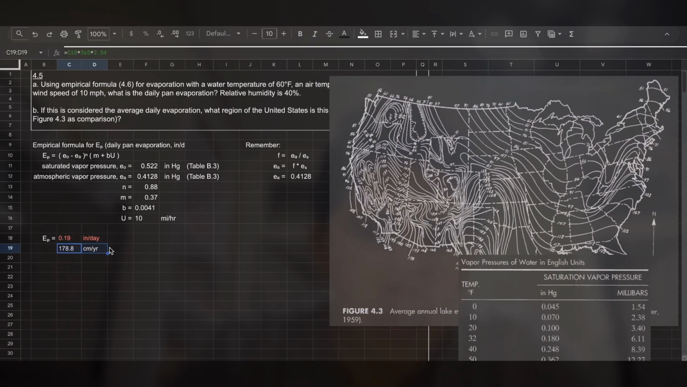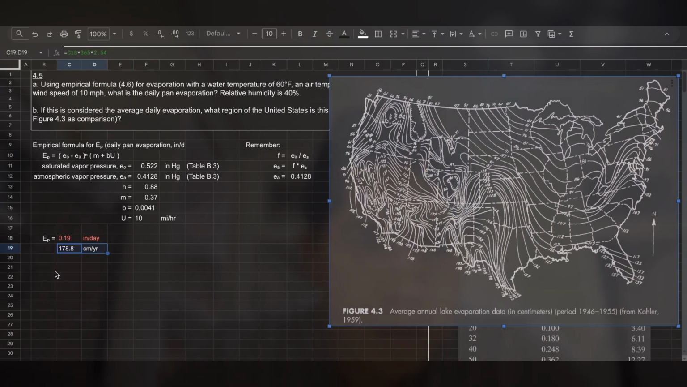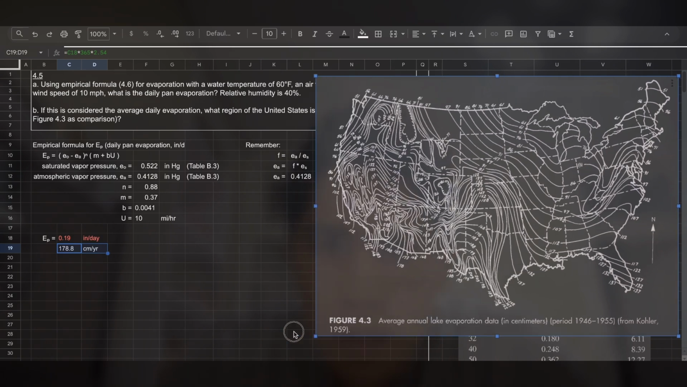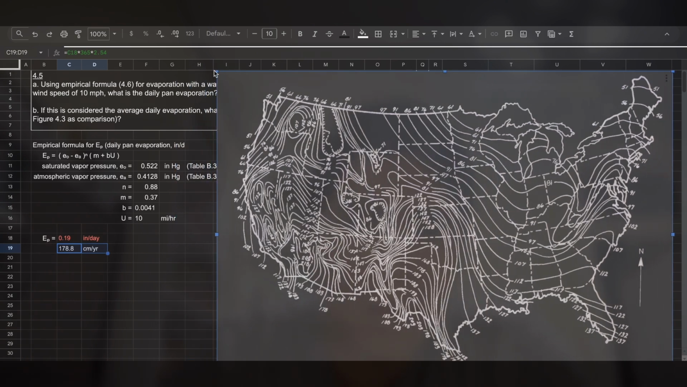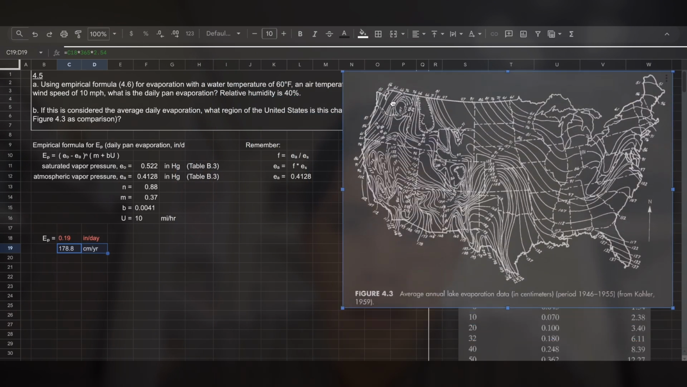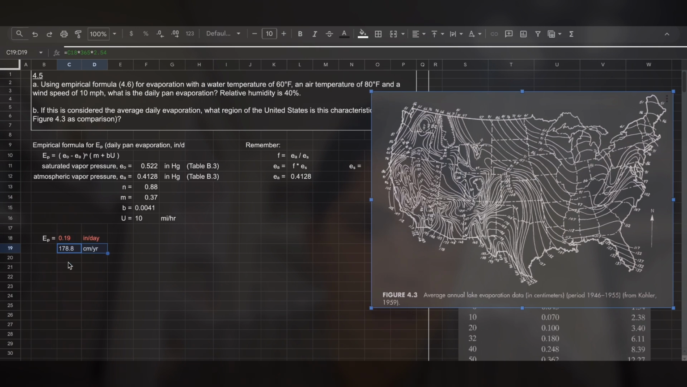And now we can compare to this table here. So 179, I would say, centimeters per year. I was looking at it previously and the values get higher over here. So it will be about, I would say, Arizona. So the answer for part B should be an area in Arizona.